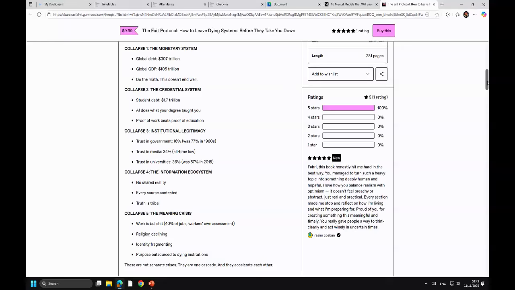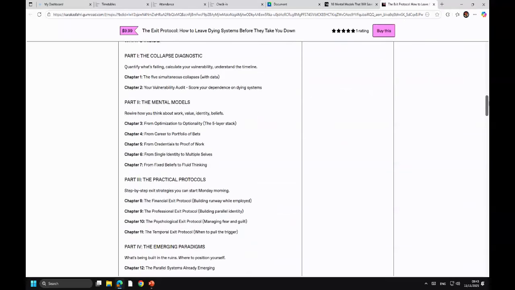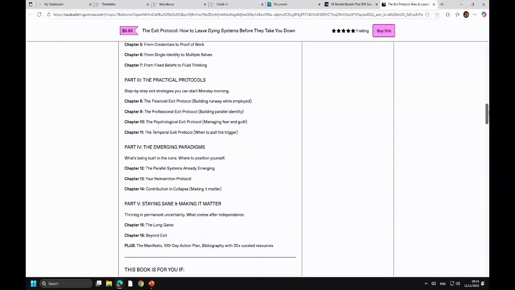So that's why I recommend you to establish your financial freedom, you know, and your path. Find your meaning. So in relation to these collapses, you need to create new mental models. Optionality, portfolio of bets, proof of work, multiple selves, fluid thinking, like new mental models for the new era. And how do you exit? Financial exit, professional exit, psychological exit, and temporal exit.